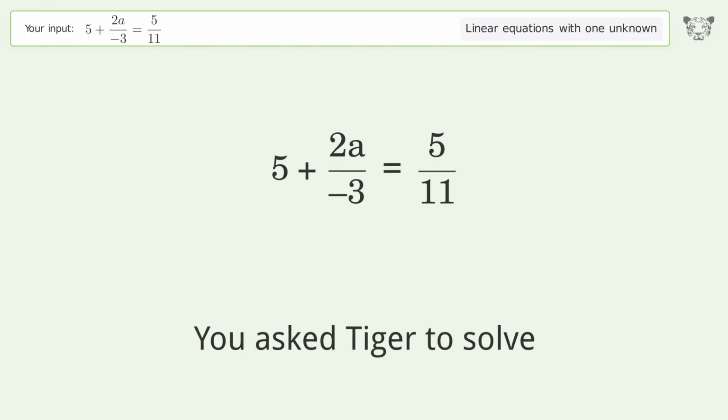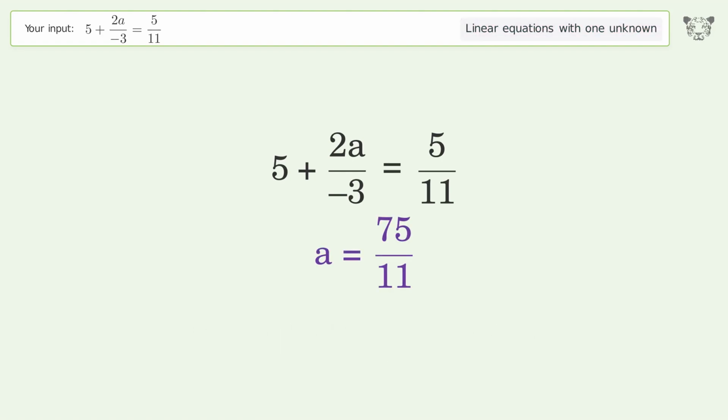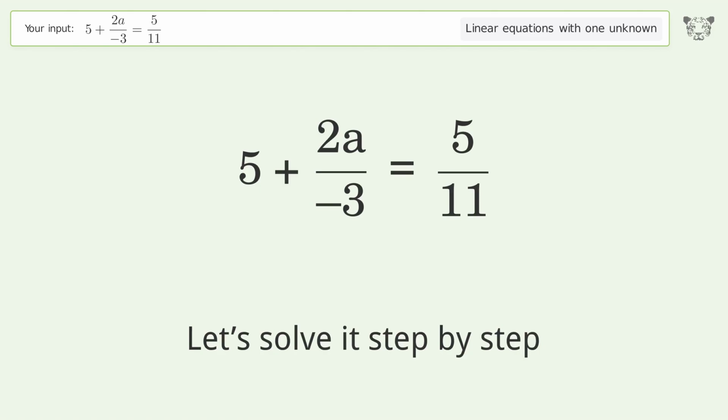You ask Tiger to solve. This deals with linear equations with one unknown. The final result is A equals 75 over 11. Let's solve it step by step.